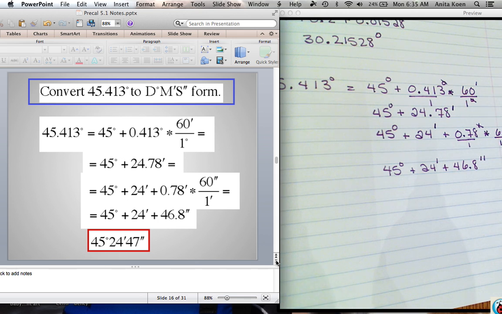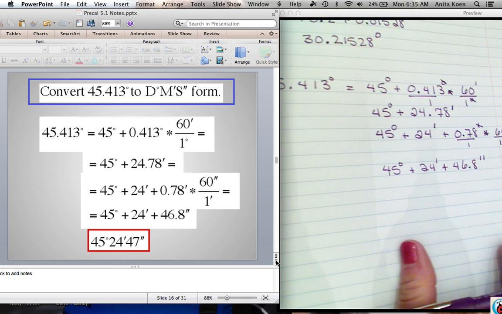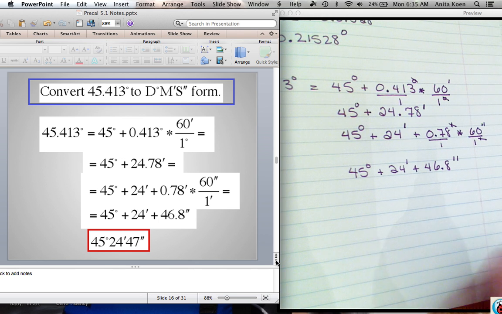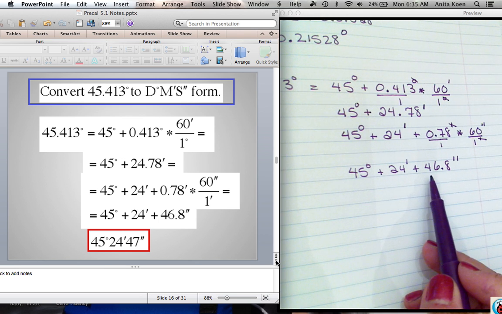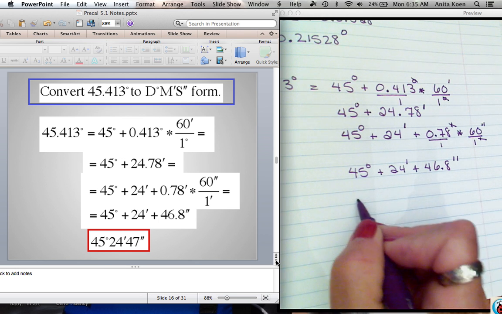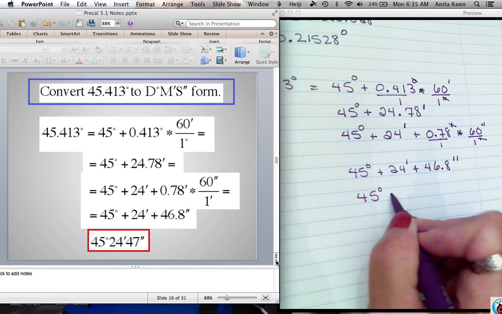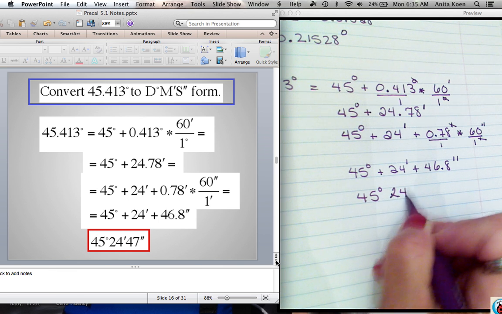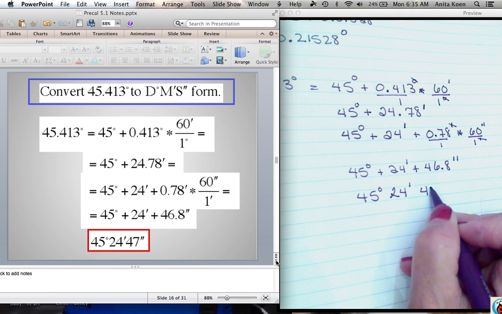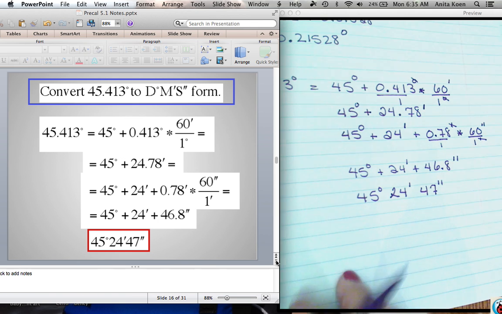Now, when I write this in degrees, minutes, seconds, I do not need the plus signs in between. So to write this in degrees, minutes, seconds, that's 45 degrees, 24 minutes, and I'm going to go ahead and round this to the whole second. So that's 47 seconds.